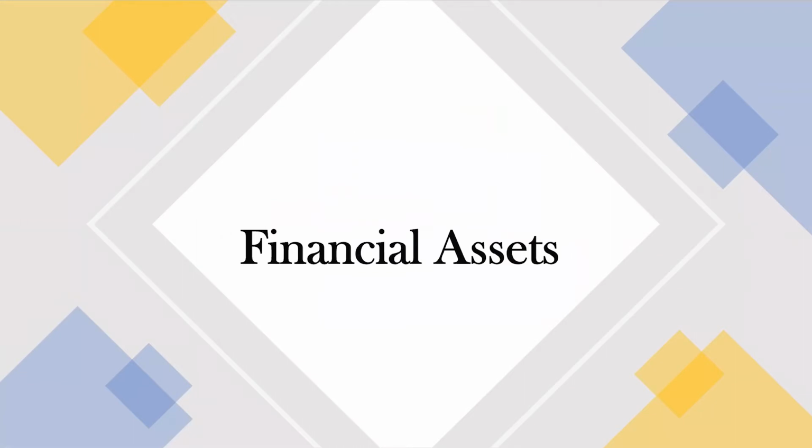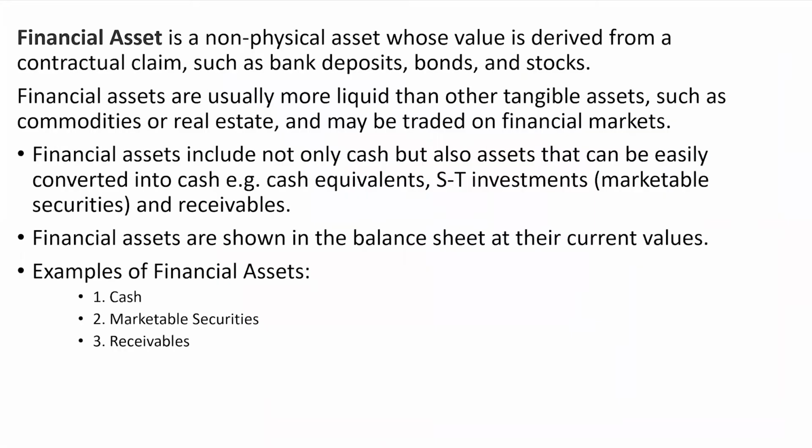For this session, we are continuing to look at financial assets, and we'll just recap what financial assets are. These are non-physical assets whose value is derived from a contractual claim, such as bank deposits, bonds, and stocks. They're usually more liquid than other tangible assets. They don't include cash only, but also other assets that can be easily converted to cash. They're shown in our balance sheet at their current values, and examples include cash, marketable securities, and receivables.